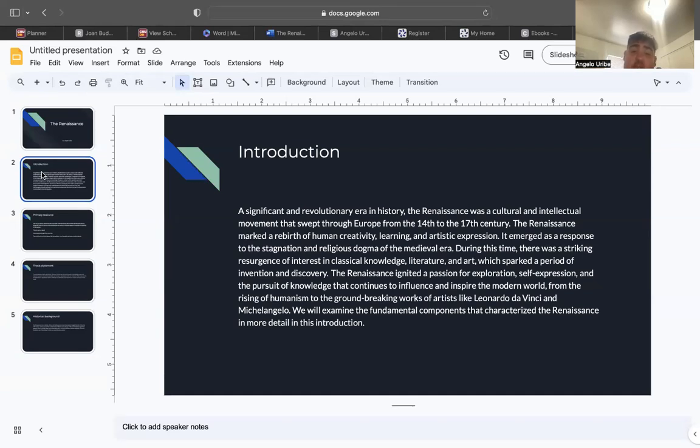During this time, there was a striking resurgence of interest in classical knowledge, literature, and art, which sparked a period of invention and discovery. The Renaissance ignited a passion for exploration, self-expression, and the pursuit of knowledge that continues to influence and inspire the modern world, from the rising of humanism to the groundbreaking works of artists like Leonardo da Vinci and Michelangelo. We will examine the fundamental components that characterize the Renaissance in more detail in this introduction.